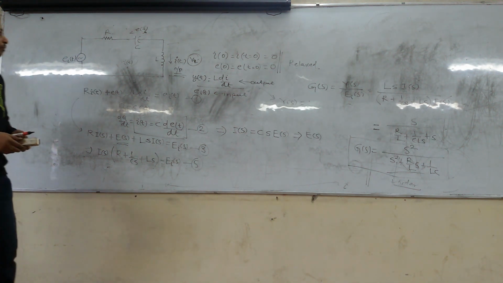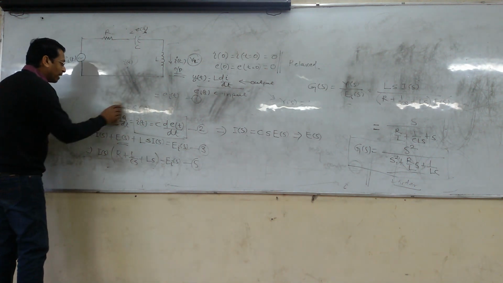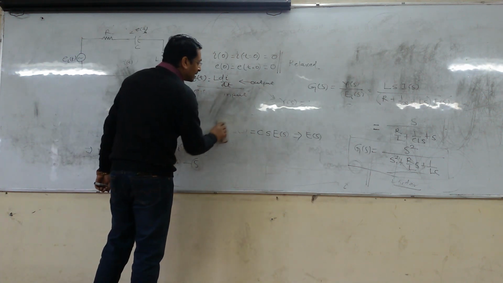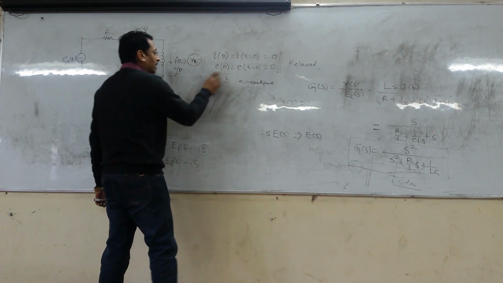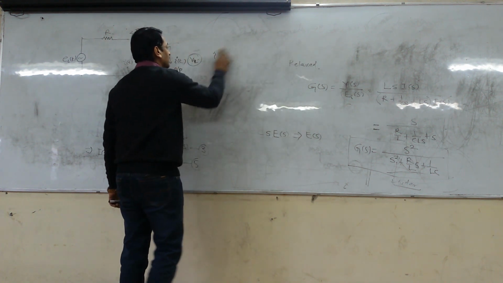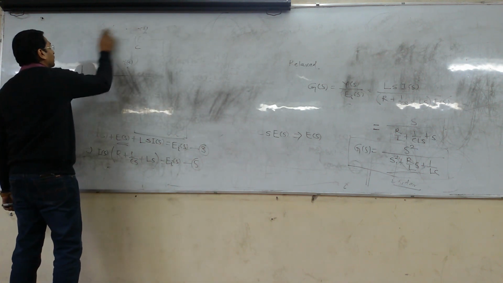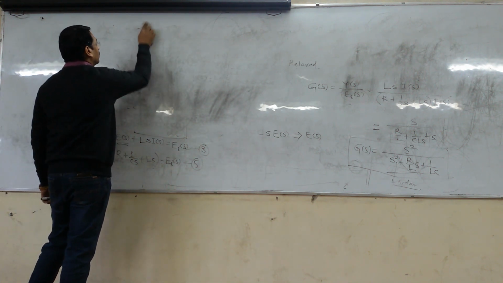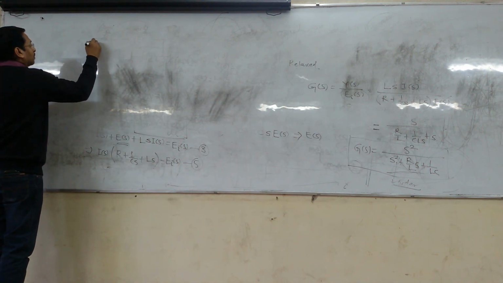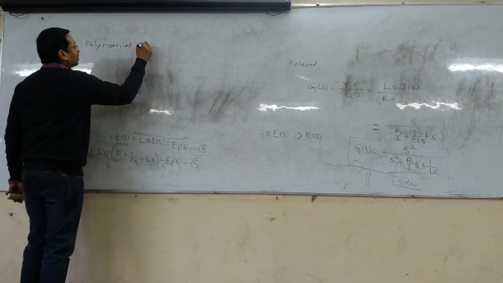Now, from these two examples, we can conclude that whatever may be the transfer function, it can be represented in general polynomial form. So what I am going to discuss is the polynomial form of transfer function, or you can say polynomial transfer function.